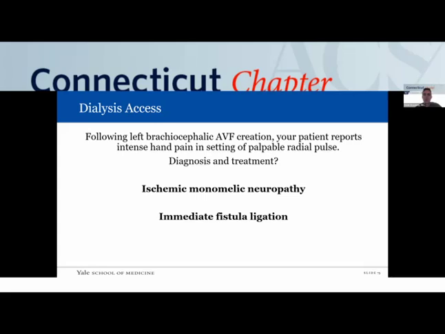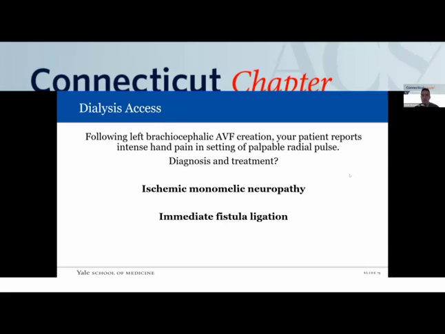So I showed the answer here already, but following left brachiocephalic AV fistula creation, your patient reports intense hand pain, but they still have a palpable radial pulse. So this is a condition known as ischemic monomelic neuropathy. This is a poorly understood condition that we think happens due to subacute ischemia to the nerves and due to competitive flow, and can only be corrected with immediate fistula ligation.